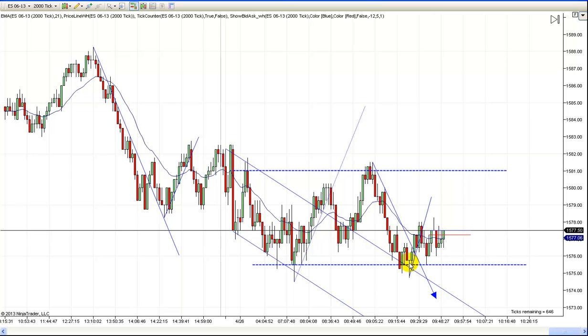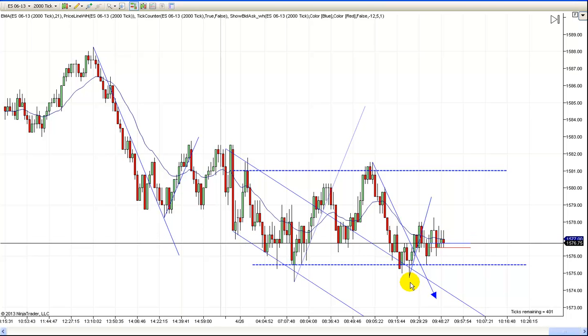And see, even though you're getting in at the low, you really didn't have a tiny stop, because your stop has to go down here. So you've got at least a point or more of stop right there.